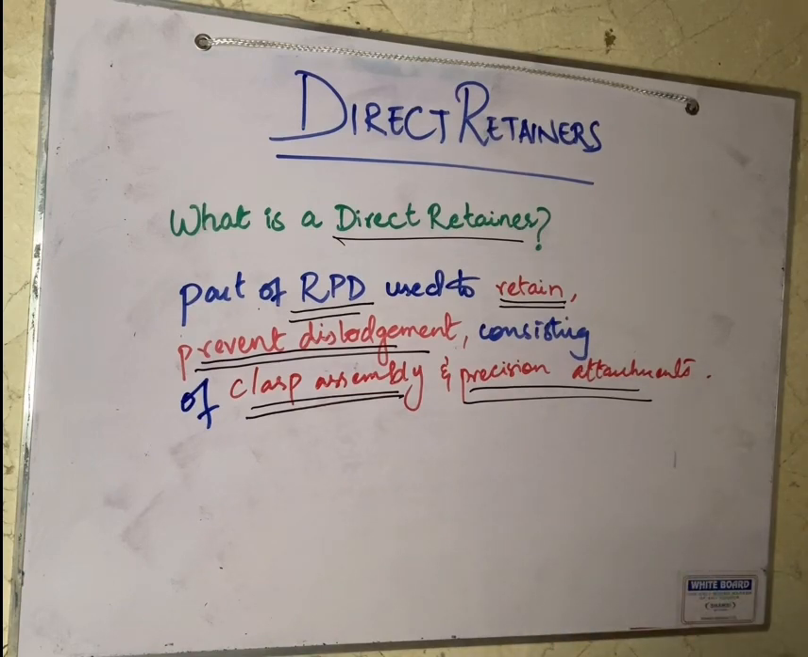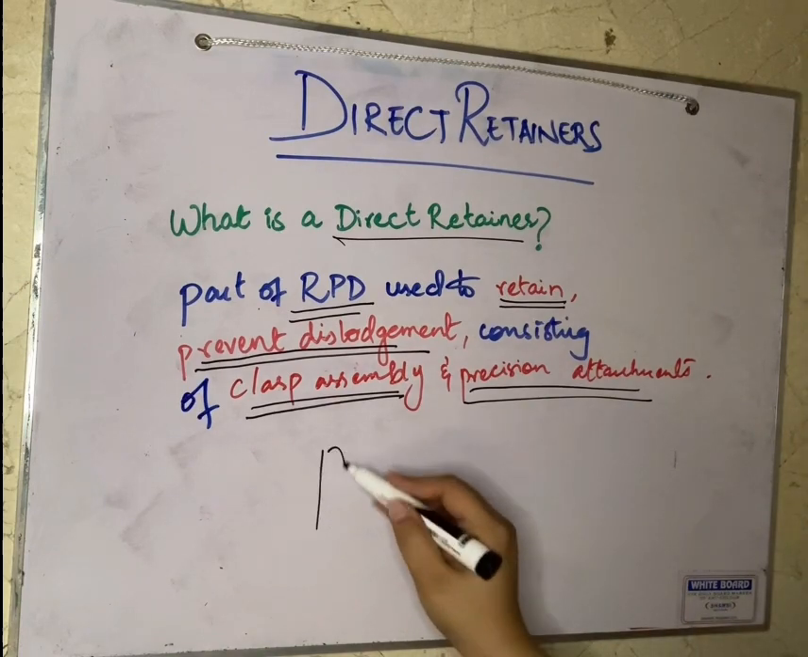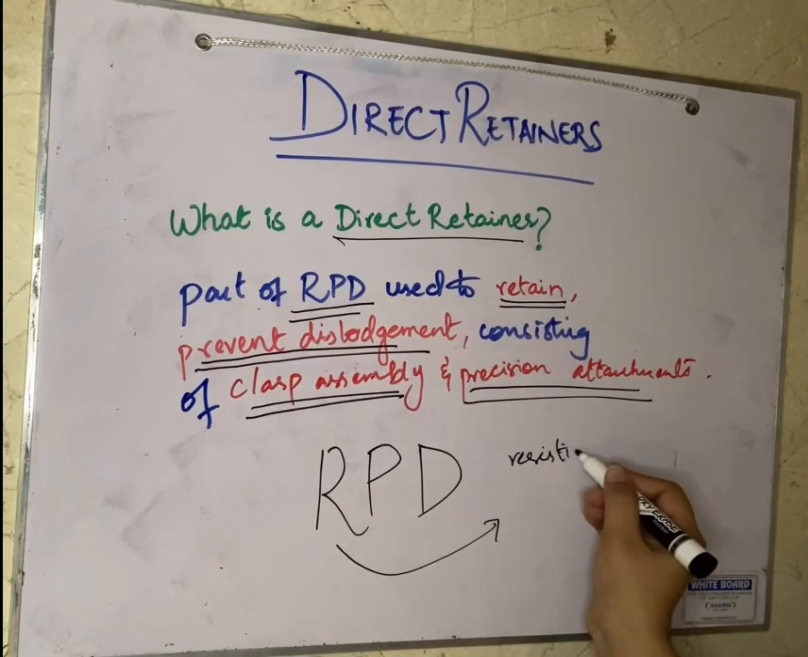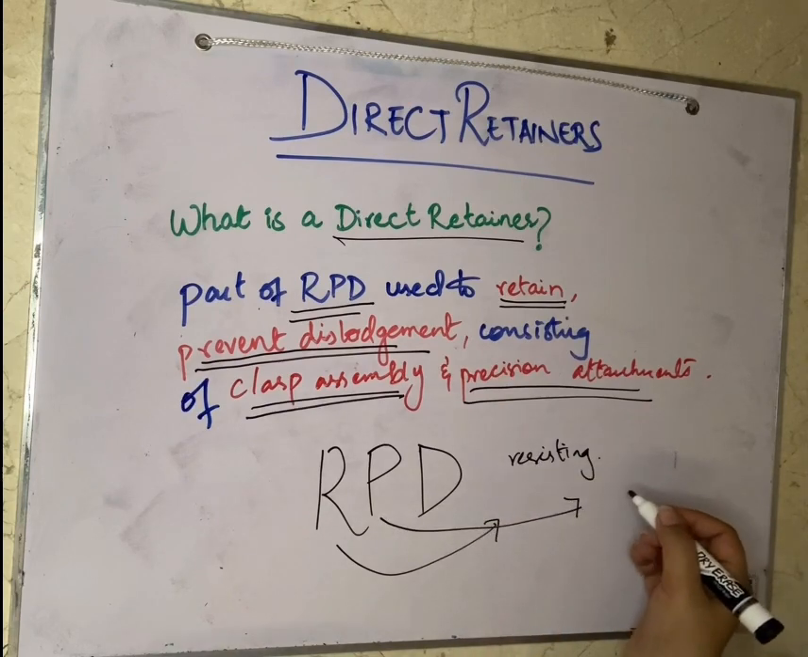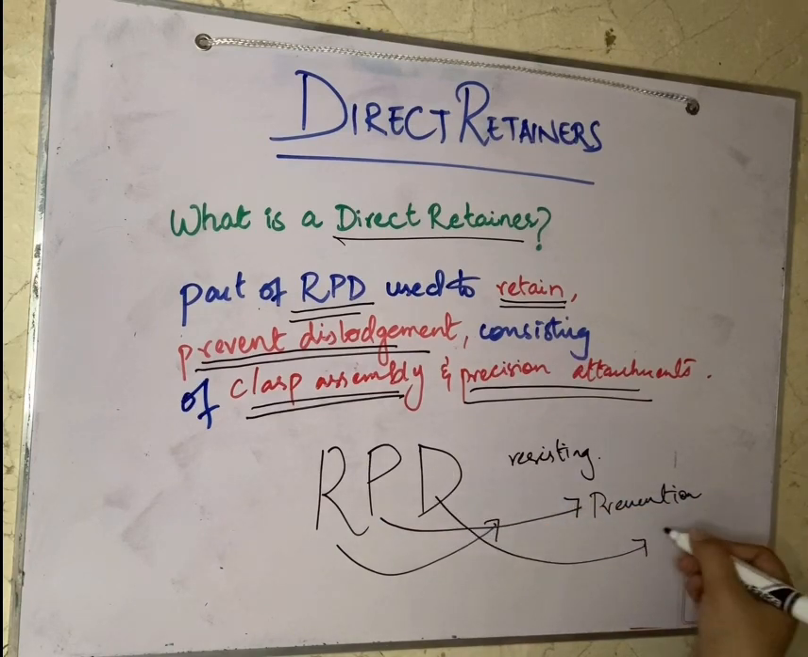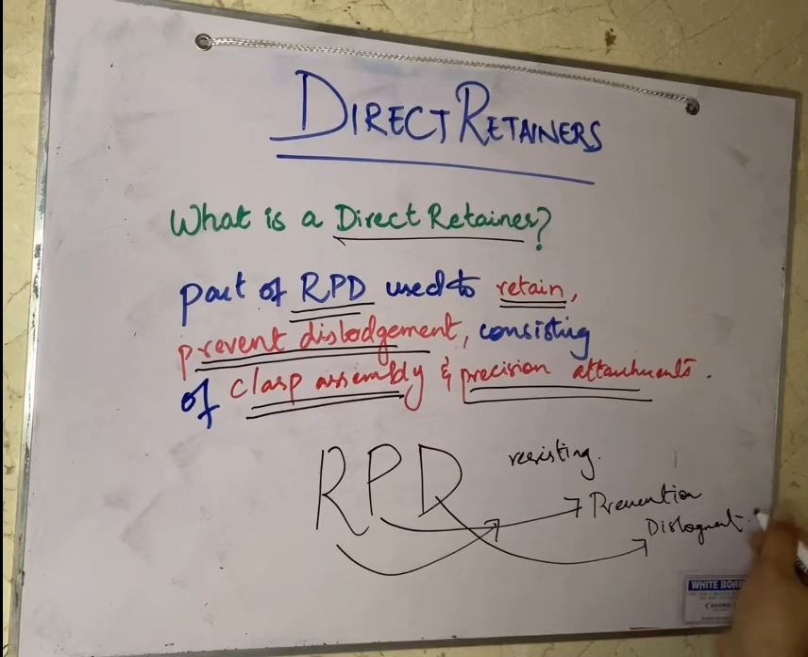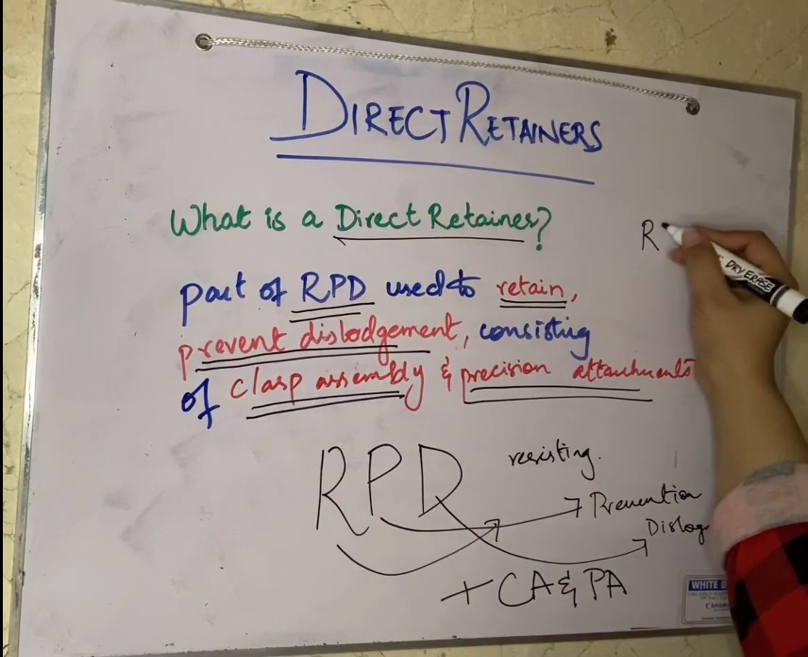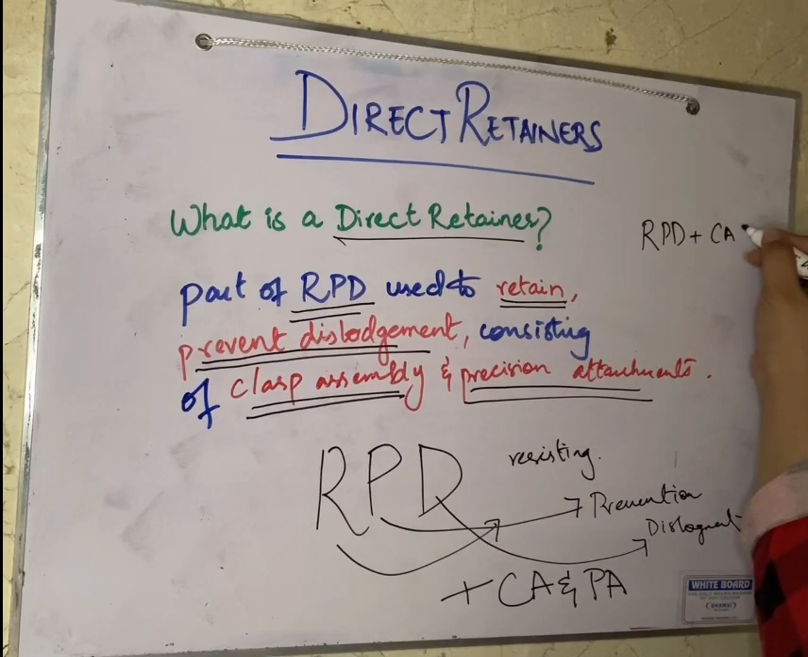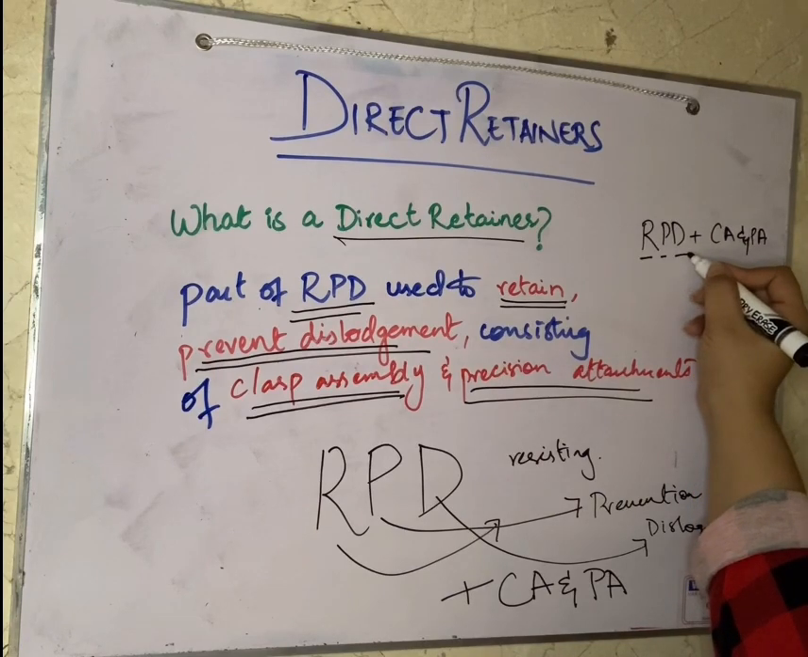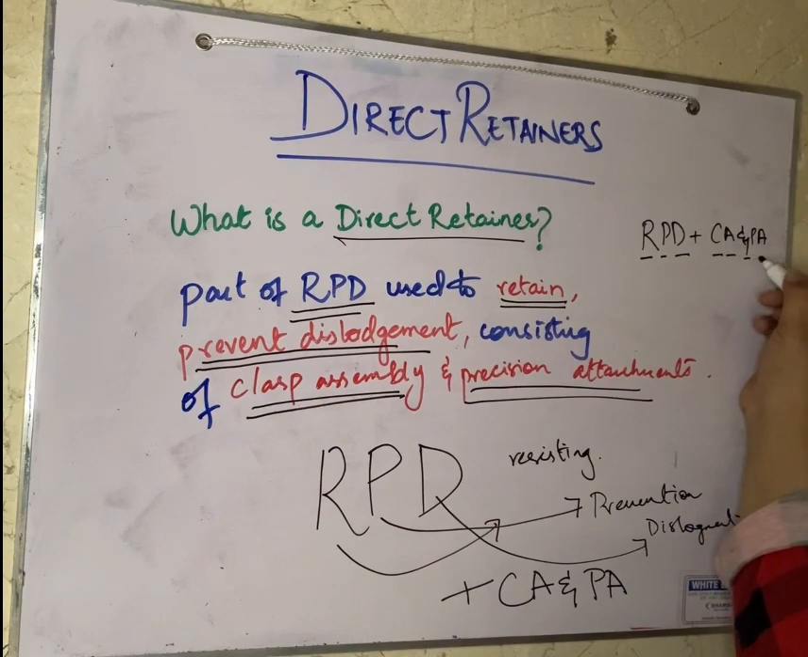To remember this definition, I have a trick. We can write RPD here, where R stands for resisting forces, P stands for prevention or preventing, and D stands for dislodgement. And it consists of clasp assemblies and precision attachments. So RPD plus CA and PA: resisting and prevention of dislodging forces, consisting of clasp assemblies and precision attachments.